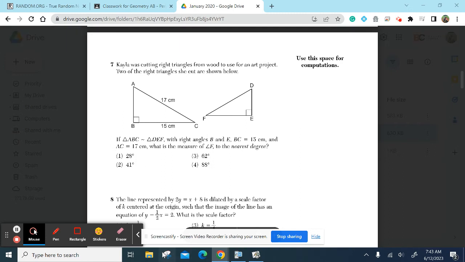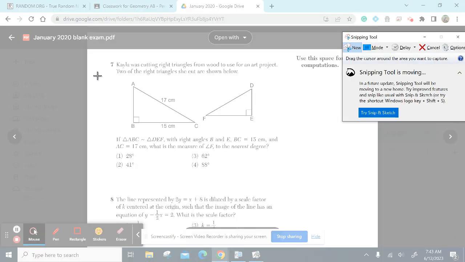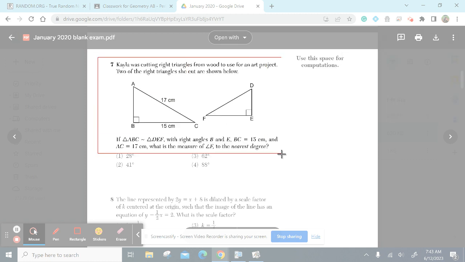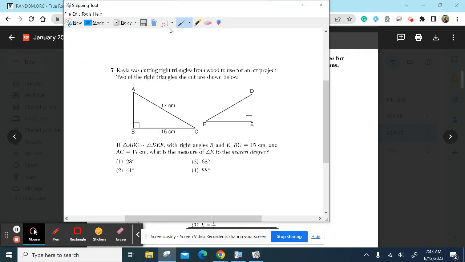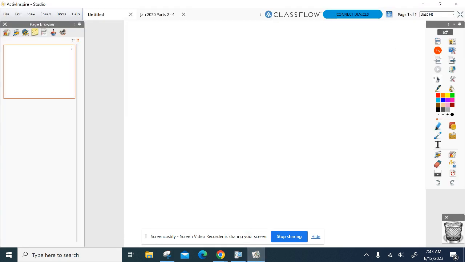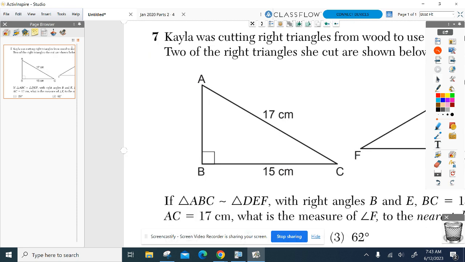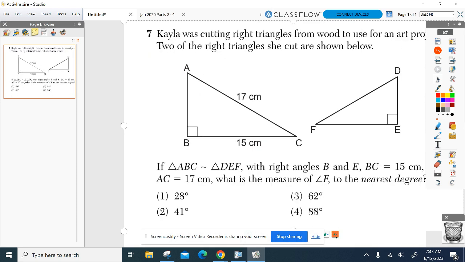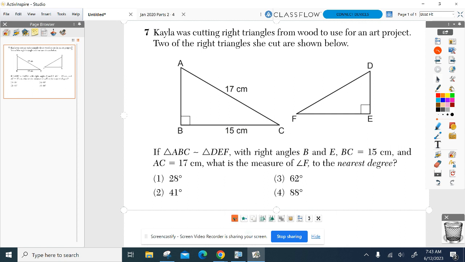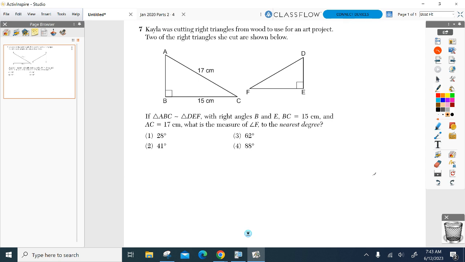Okay, so we're doing number 7 on the January 2020 exam. Looks like we got a sine, cosine, tangent problem mixed in with a similar triangle problem. All right, so we know that the two triangles are similar.